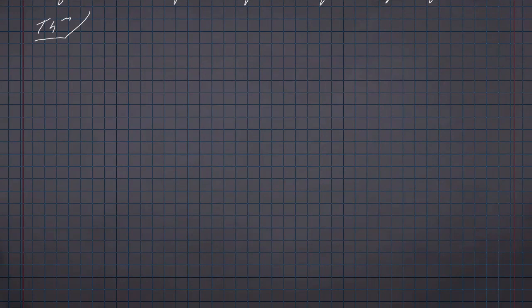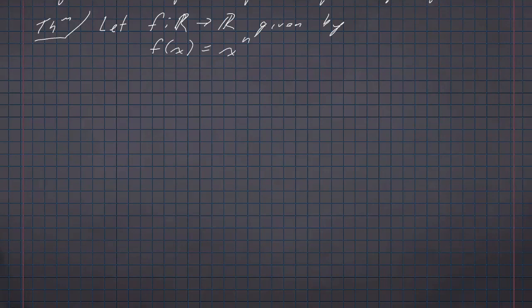The theorem in question tells us: let f be a real valued function given by f of x equals x to the n for some positive integer, some natural number, little n.